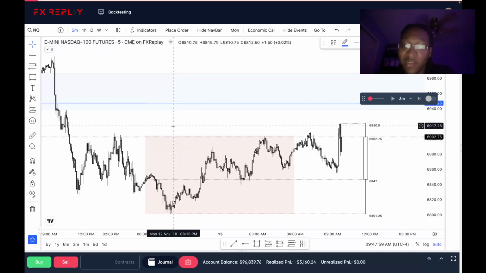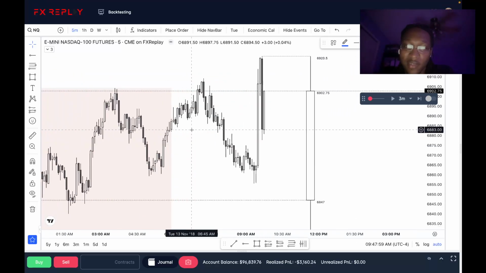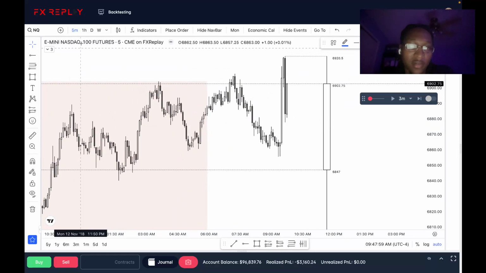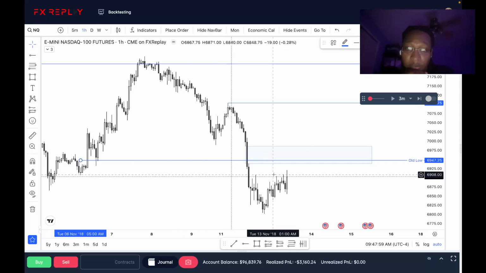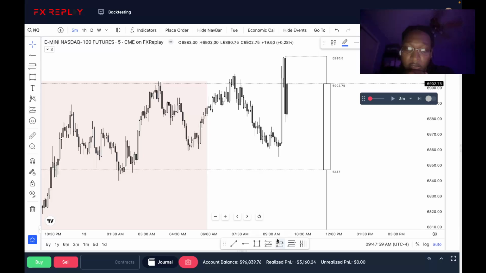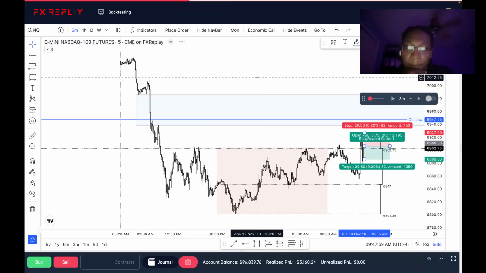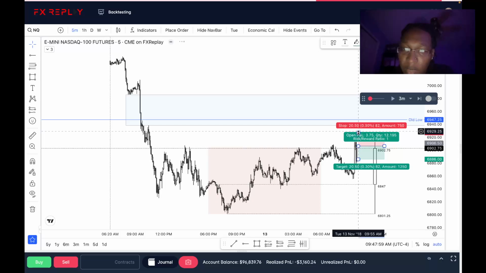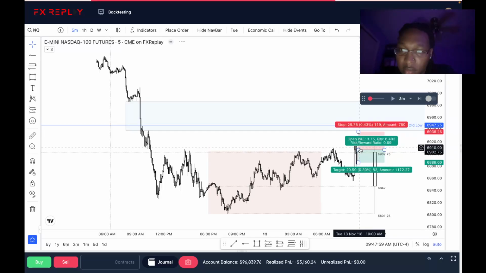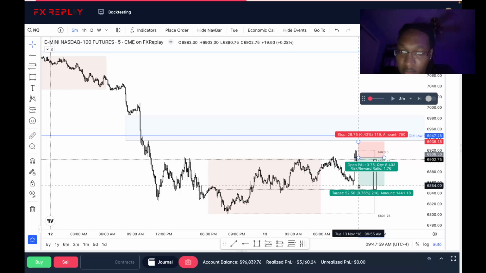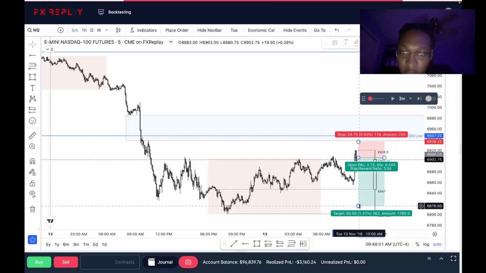Now this may be a little bit of a risky one, almost like some turtle soup type vibe, but I'll take it. Let's take the risk. And my stop will go above this. Targeting relative equals there, there, relative equals here. We'll go 1 to 3 on this trade.